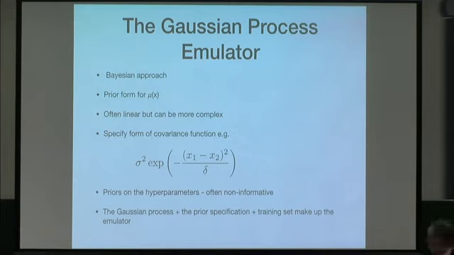We put priors on the hyperparameters, so the hyperparameters are the betas that sit in here we saw before. This delta, which is the length scale, how wiggly the lines are going to be, and this sigma squared, which is how big the Gaussian process is allowed to go away from the mean. We often put non-informative priors on these, but again, we don't have to. If we know something about them, we can include that information. And then the emulator is made up of the Gaussian process, the prior specification, and that training set. And those create the emulator. So the emulator isn't just the Gaussian process, it's the full set of things.